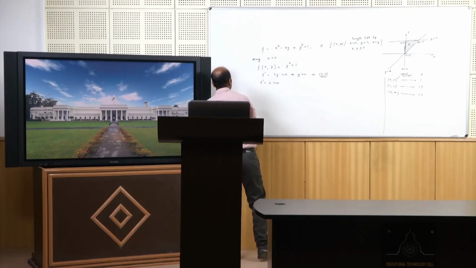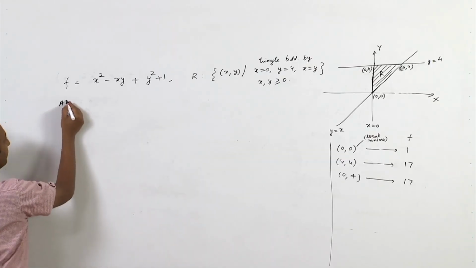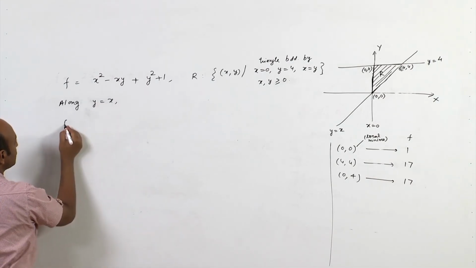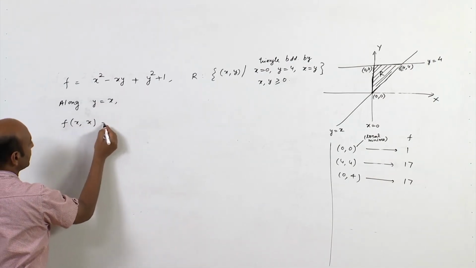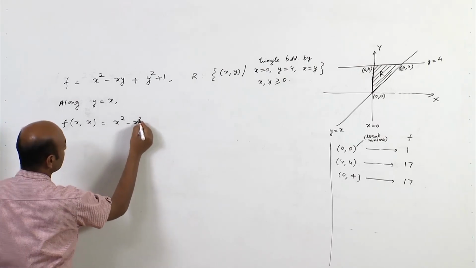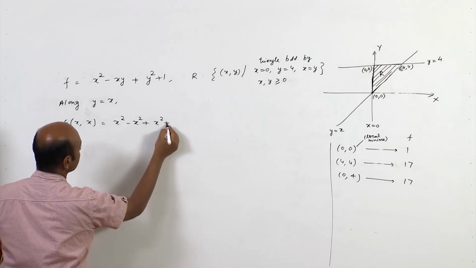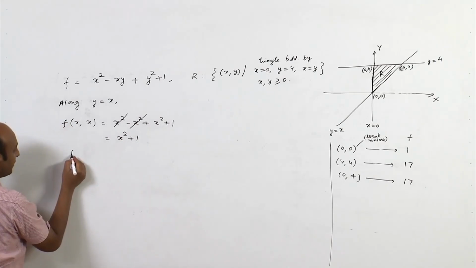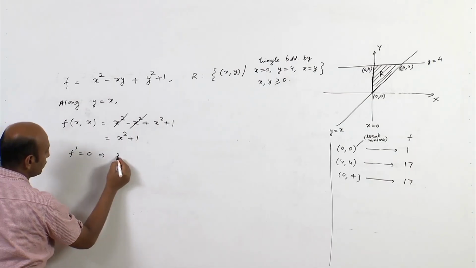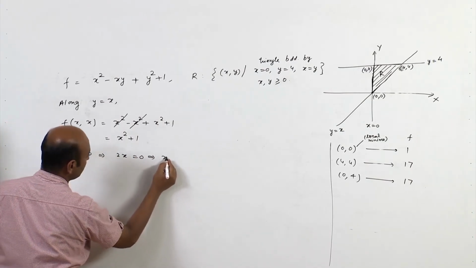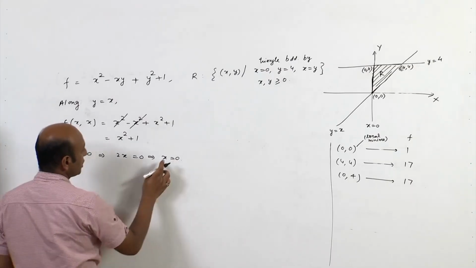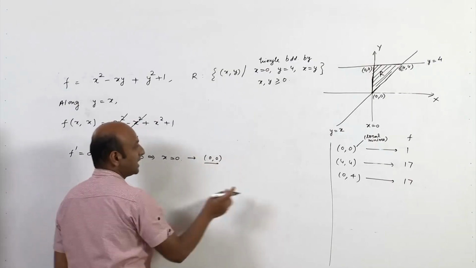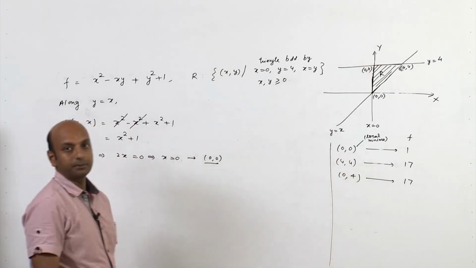Now, we move along y equals to x. At y equals to x, it will be x square minus x square plus x square plus 1. So, it is x square plus 1. Again a single variable function; take the derivative and put it equal to 0. So, 2x equal to 0 implies x equal to 0, and x equal to 0 means y equal to 0. So, again we have the point 0 comma 0, whose nature we have already dealt with.